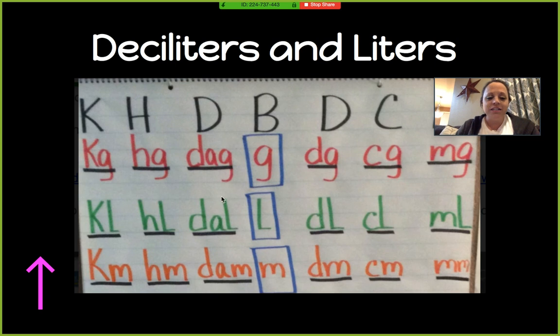If we look at our table, here's deciliter, here's liter. If we have 1.0 liters, we're moving our decimal point 1 place to the right, which would make 10. But there are 10 deciliters in 1 liter.